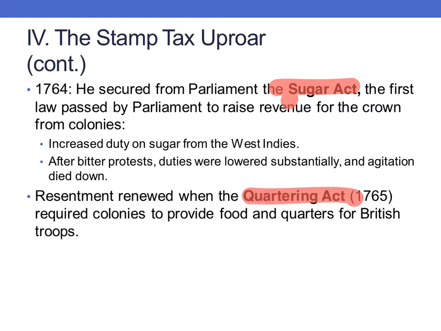Also, you're going to have the Quartering Act. The Quartering Act is going to require the colonies to provide food and quarters for British troops. Yet again, they were forced to live amongst the people. And so the resentment of having this British presence and then having to provide them food and board was also going to be disheartening. And sometimes the soldiers didn't always have the best attitude, and there was confrontation that way as well.